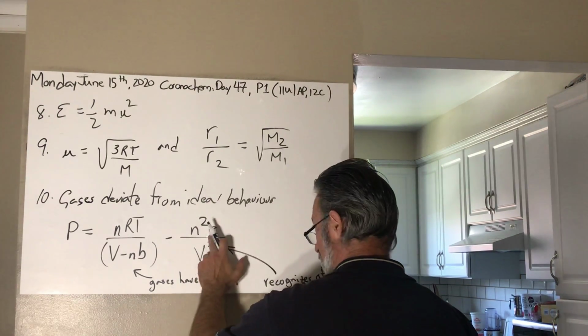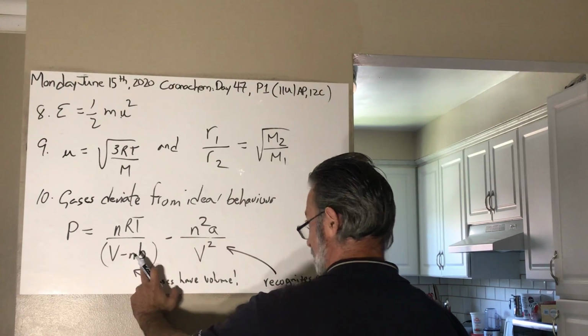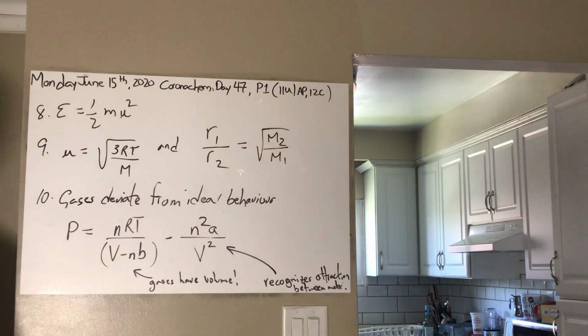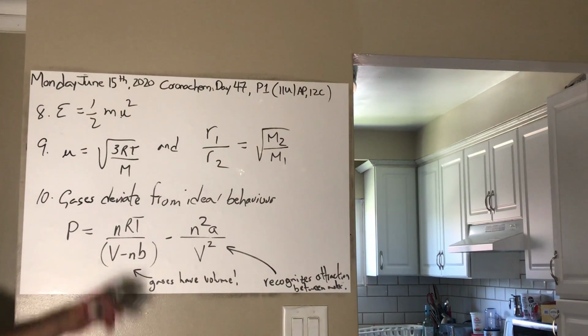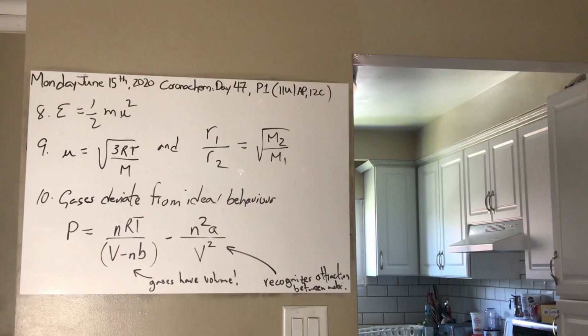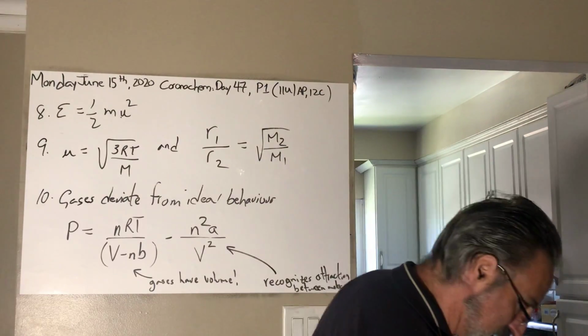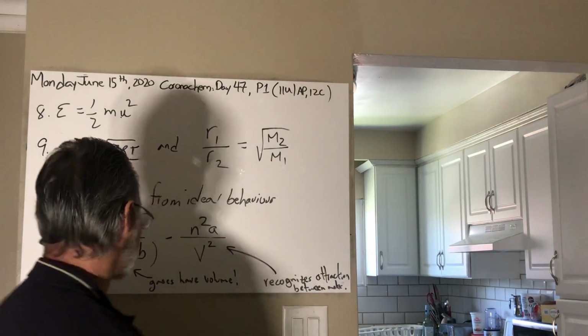And a and b are different for each gas. Each gas has its own value, a and b. So when you're doing van der Waals calculations of pressure, you have to look up the values of a and b and incorporate them into the equation to get the actual pressure that would result for the gas. And then you can compare it to the ideal gas equation and see how much it deviates.